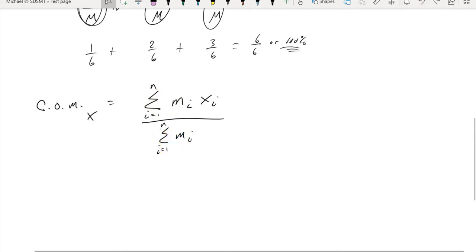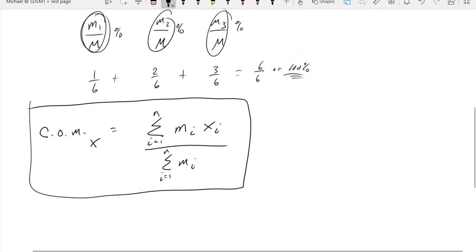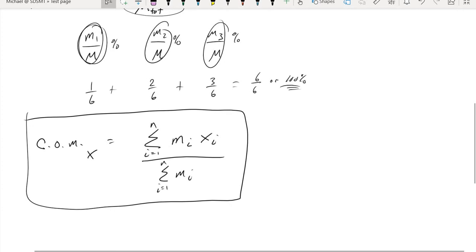So we have to leave this equation as is. But this equation will tell me where on the x-axis the center of mass needs to go.